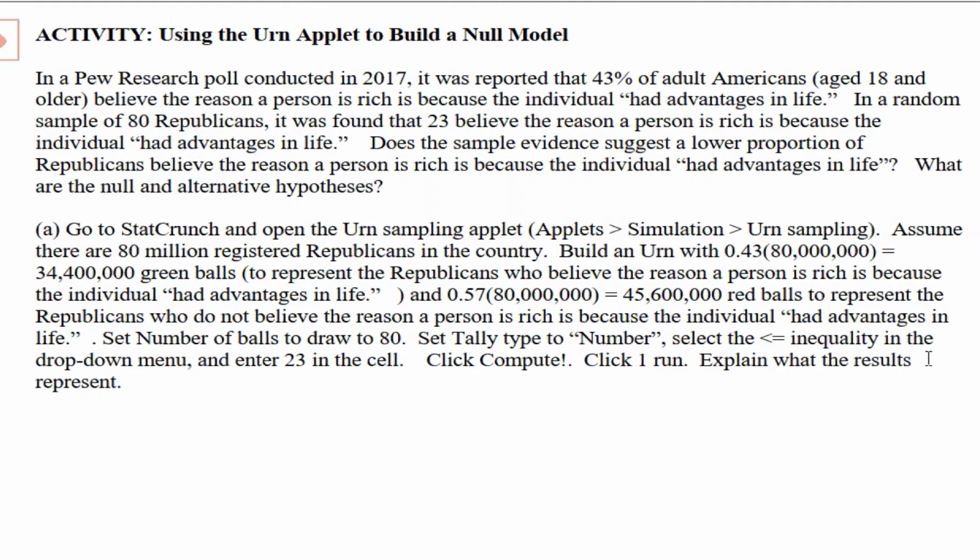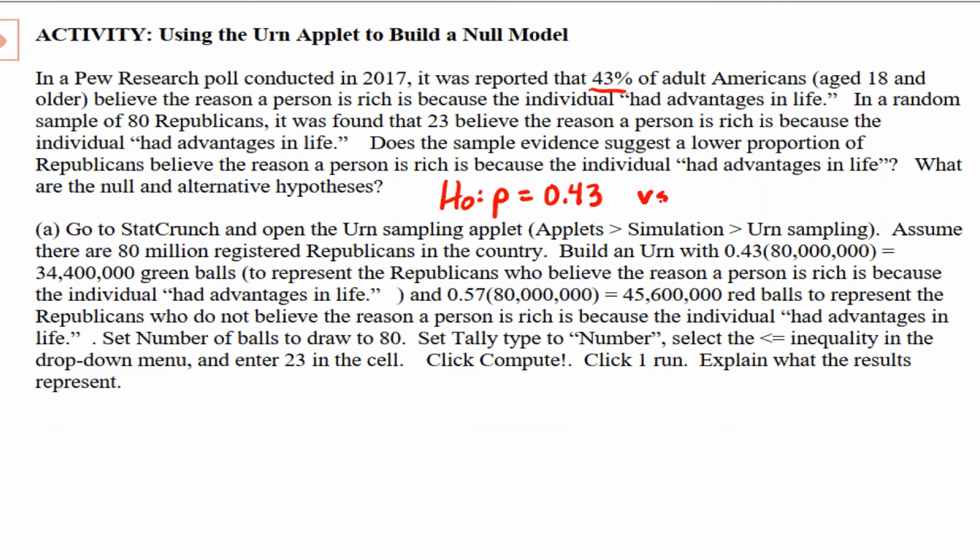So there's your question. Here, our statement of no change, no effect, no difference would mean the proportion of all adult Americans who believe a person is rich is because they had advantages in life is the same as the proportion of Republicans. No difference between the two groups. If there's no difference between the two groups, that would suggest that the null is that the proportion is what value? It's no change, so it'd be 0.43. Correct. The statement of no change or no difference is 0.43. There's no difference between all adults and Republicans in how they feel.